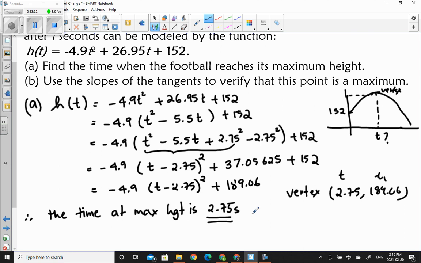Part B, they're asking us to verify that this point is a maximum point. So in order to verify it's a maximum point, we can find the slope of the tangent to the curve just before it, and the slope of the tangent to the curve just after it, and we can prove that it's gone from a positive to a negative, then this point is a maximum, right? So that's what we're going to do.